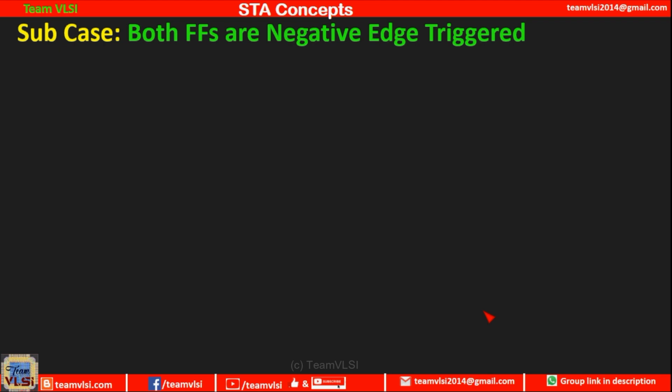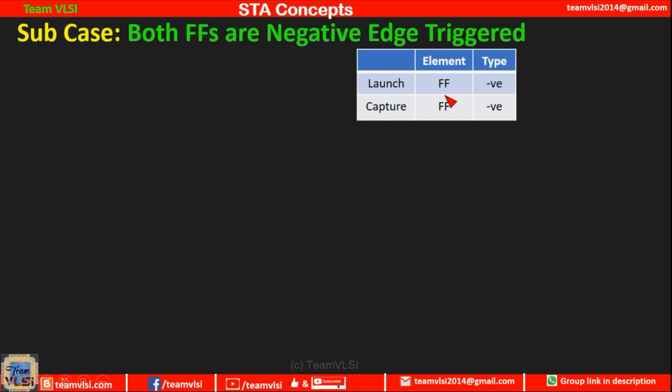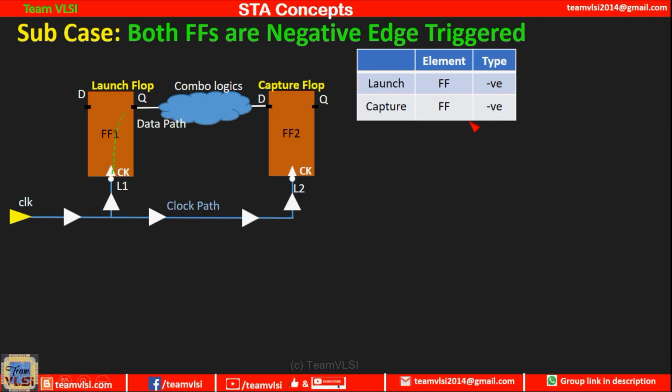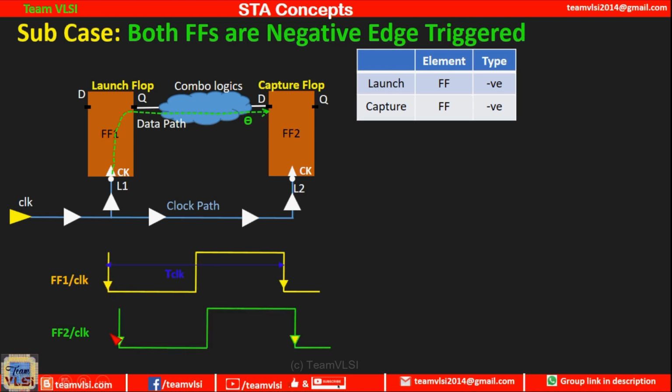Now let's discuss a sub case where both the flip flops are negative edge triggered. This case is quite similar to the previous case, the only difference is that the flip flops are negative edge triggered. You can see here this dot indicates the negative edge triggered flip flops. So instead of the rising edge, data will be launched by the falling edge. That is the only difference in this case.